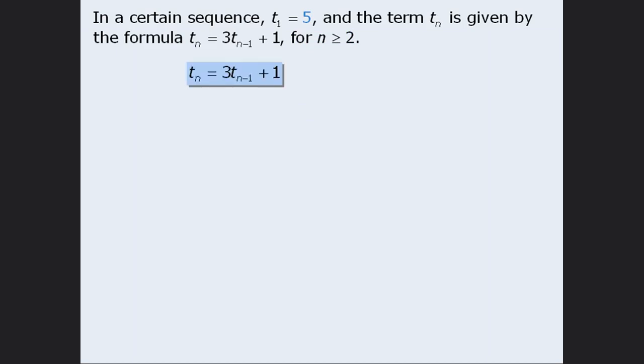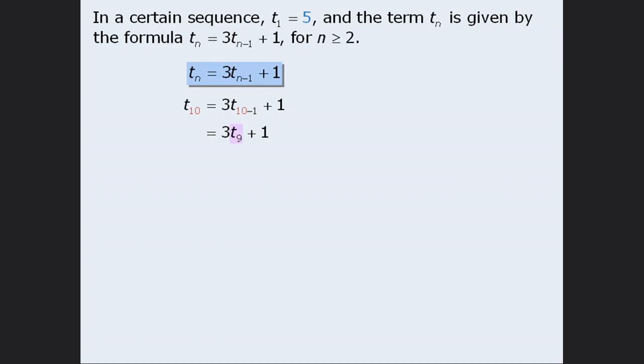To see why the definition of this sequence is different from the previous definition, let's take the formula for term n and use it to find the value of term 10. Here n equals 10, so we can plug 10 into the formula. At this point, when we simplify 10 minus 1, we get 9. So term 10 is equal to 3 times term 9 plus 1.